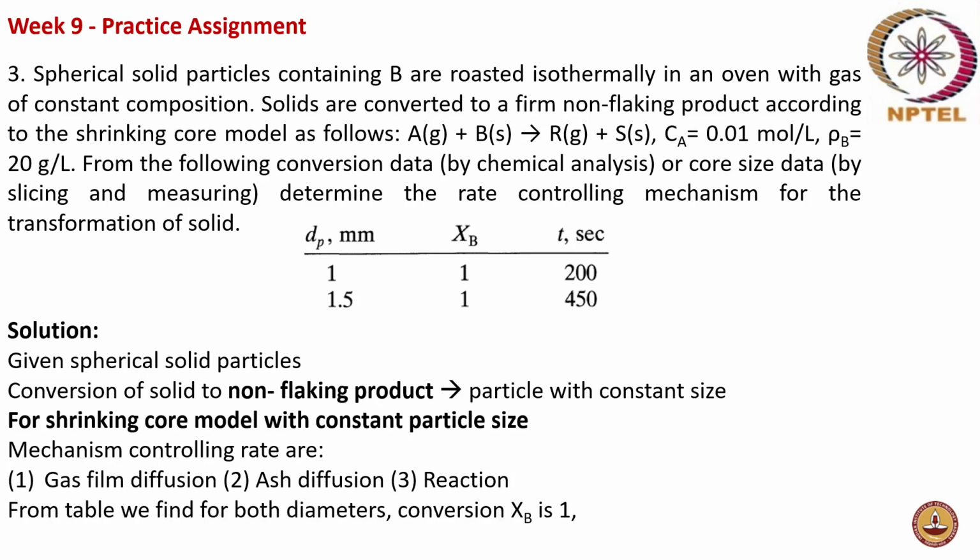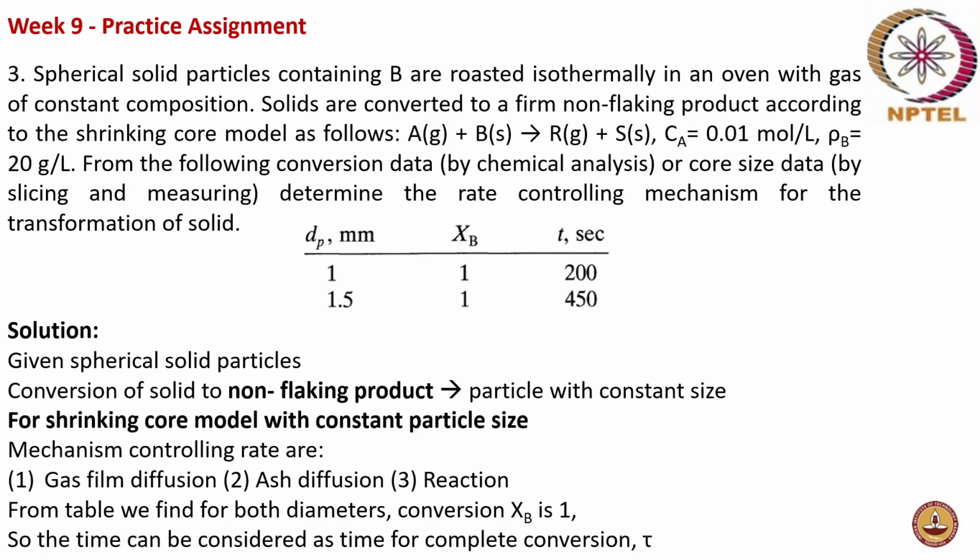So from the table we find that for both the diameters conversion is 1. XB is given as 1. Right? So we can consider whatever time is given, because this time corresponds to the time for this particular set of conversions. Since the conversion is 1, the time is nothing but your complete conversion time tau. Right? So these are some of the inferences which we can take from the data.